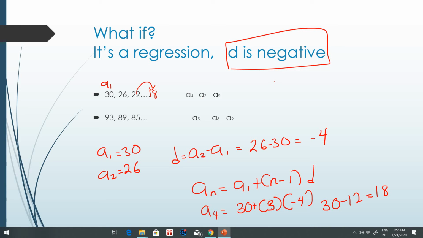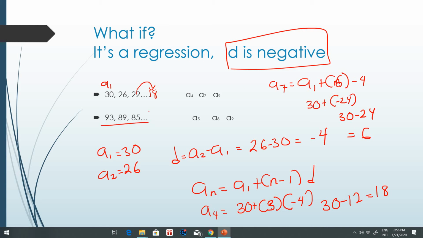Now A7, same thing. A7 equals A1 plus n minus 1 times D. Our n is 7. 7 minus 1 is 6. And our D is minus 4. That's 30 plus 6 times minus 4. That's minus 24. So we can say 30 minus 24. We have 6. So we can see we're going lower. Everything is reducing. So it's no longer progressing, but it's regressing. It's a regression.